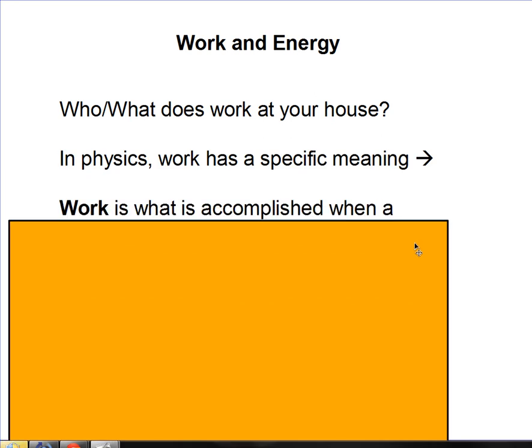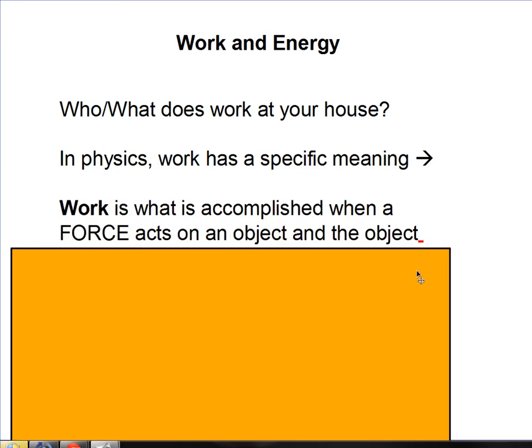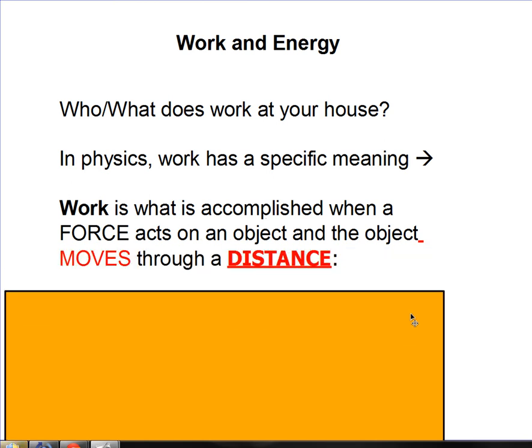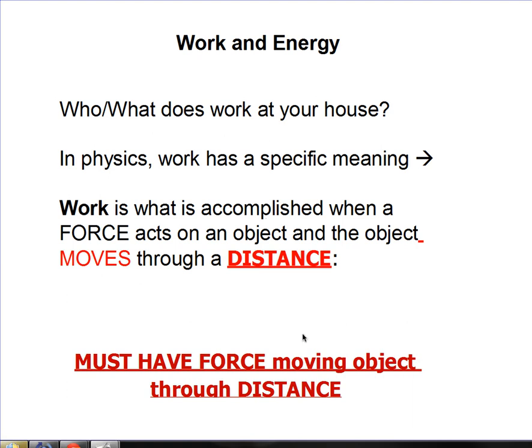In physics, work is very specific. Work is what is accomplished when we have a force acting on an object through a distance. And so, in order to have work in physics, you have to have some sort of force moving an object through some sort of distance.